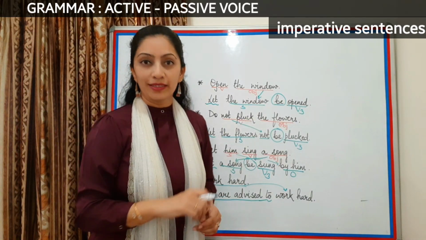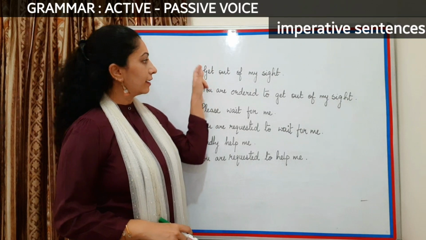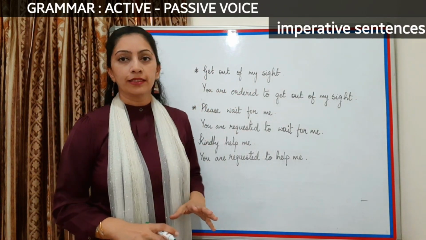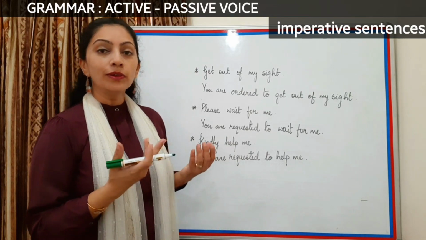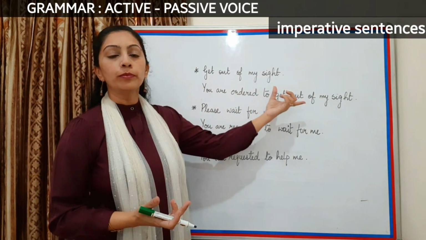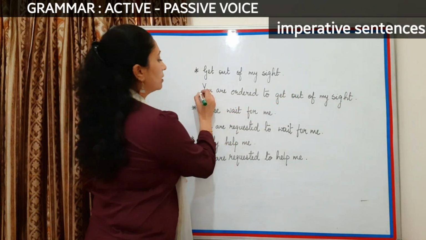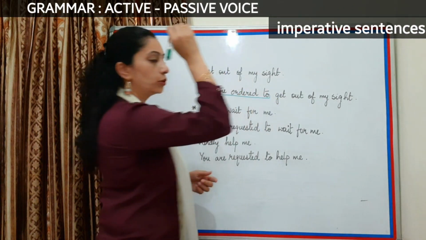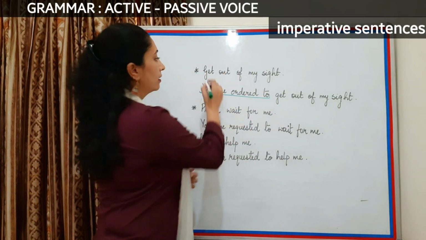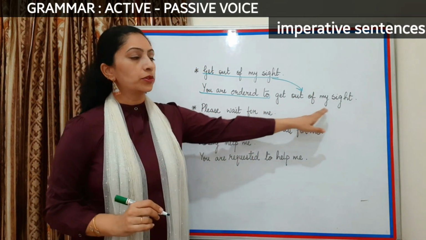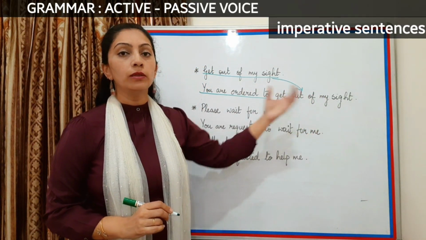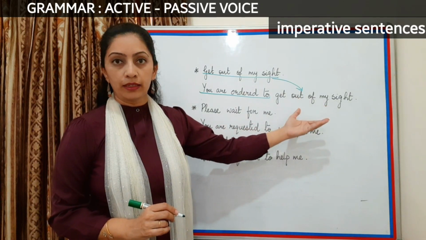This is a really different case. Let's see some more examples now. Look at this sentence: "Get out of my sight." This gives a sense of order or command. So when I form this sentence in passive voice, I can start with "You are ordered to," and then the same thing as it is: "Get out of my sight." Again, no change in the verb, no change in the subject or object, nothing at all.